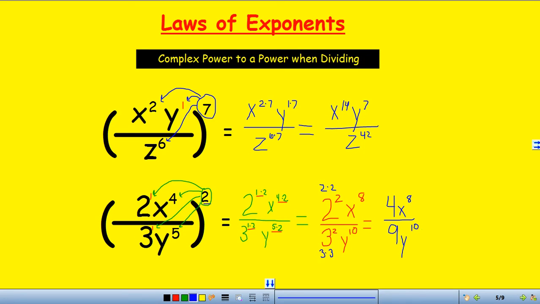And this is how we use the laws of exponents with complex power to power when multiplying or dividing.